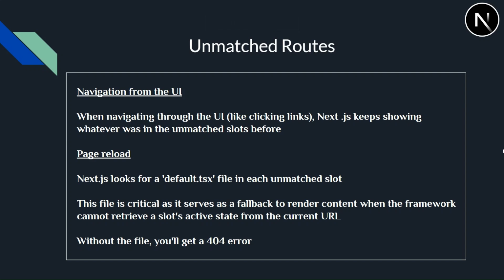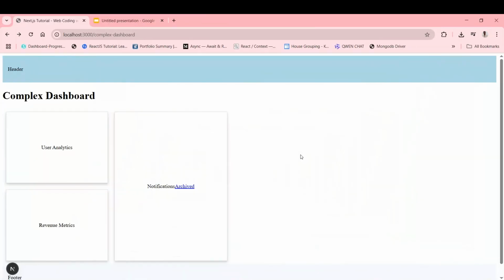After that, we also have the page load. When Next.js looks for the default.tsx file in each unmatched route, this file is critical as it serves as a fallback to render content when the framework cannot retrieve a slot's active state from the current URL. Without the file, you will get an error. Suppose you move on to the browser, and you reload the page, Next.js will look for the default.tsx file for the unmatched route. Currently we don't have it, we need to build that.